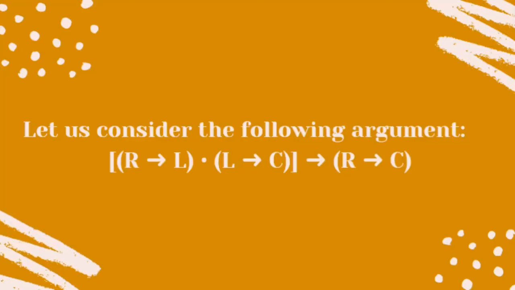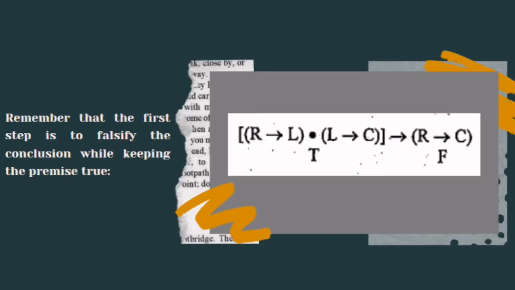Let us consider the following argument. If R, then L, and if L, then C. Therefore, if R, then C. Remember that the first step is to falsify the conclusion while keeping the premises true. If R then C is false, R must be true and C must be false. And if both conditionals are true, then the premise set is true. Observe that we cannot retain the truth of the premise set while maintaining the falsehood of the conclusion, whatever value we assign to L. Therefore, the argument form is valid.